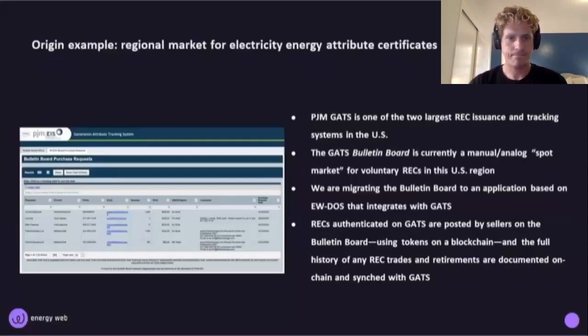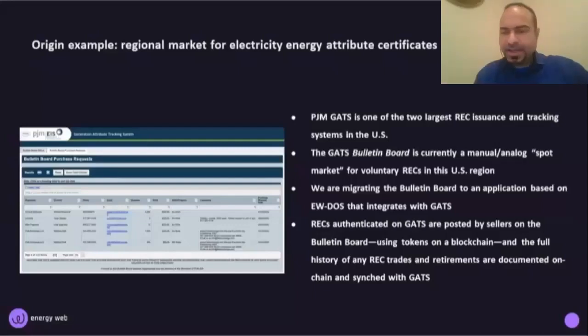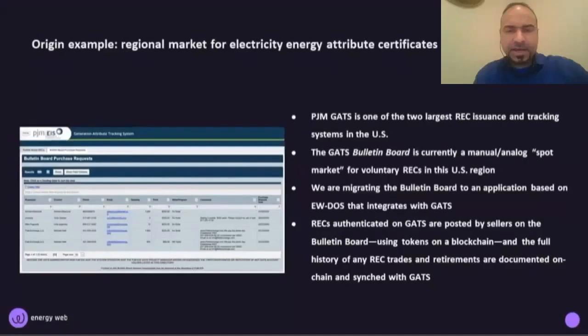Great, Jesse, thank you. A great presentation. We have our third panelist next, Michael Rossol from NREL, the National Renewable Energy Laboratory. So, Michael, you can advance your first slide, and the floor is yours.